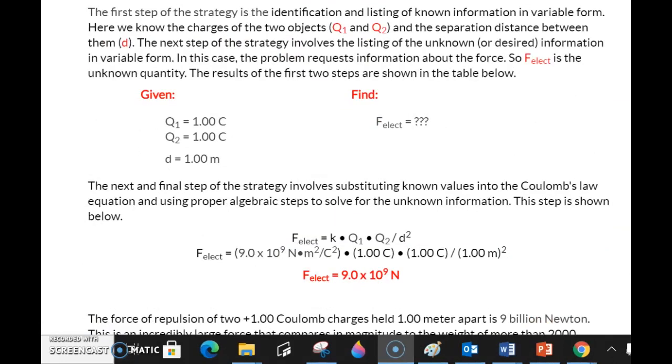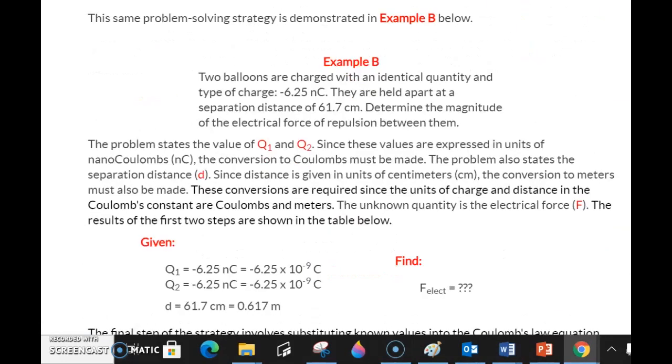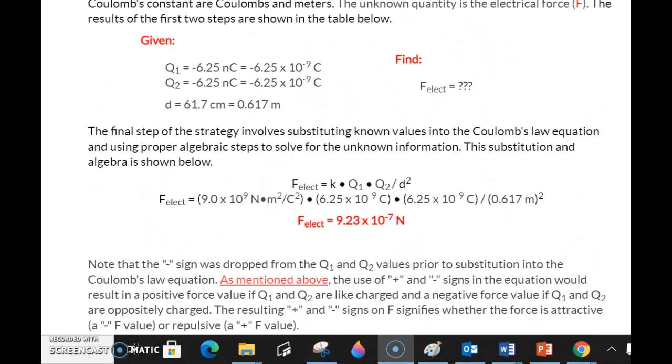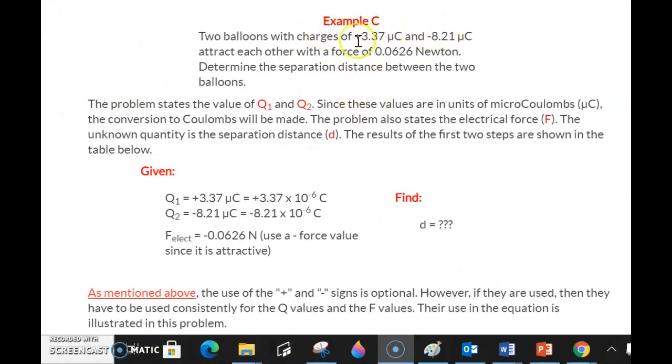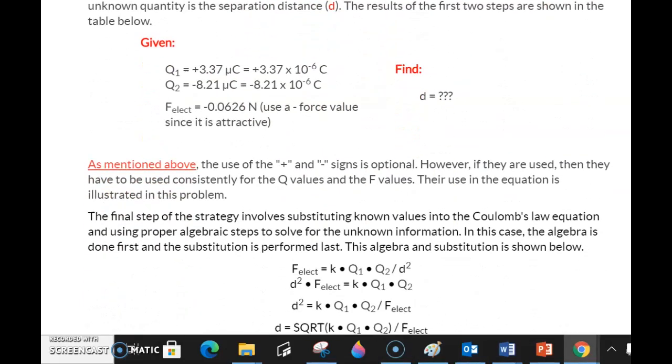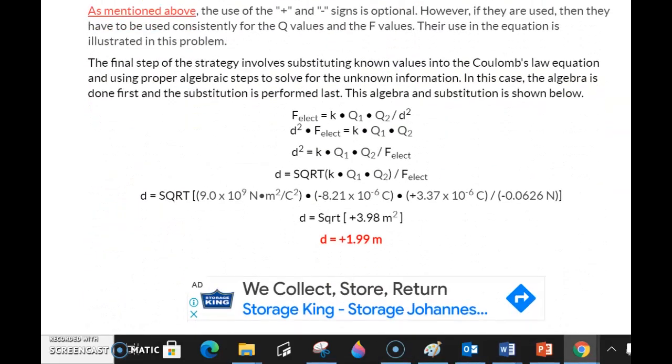Here are the calculations using Coulomb's law. There are 3 worked examples, and you can look at how the problems are solved. Remember, for example, in example B, nanocoulombs is times 10 to the minus 9. Centimeters must also be converted to meters. So please remember those conversion rules. Here, microcoulombs means times 10 to the minus 6. And here you have to calculate the distance. So please try and work through these examples and see if you can answer them before looking at the solution.